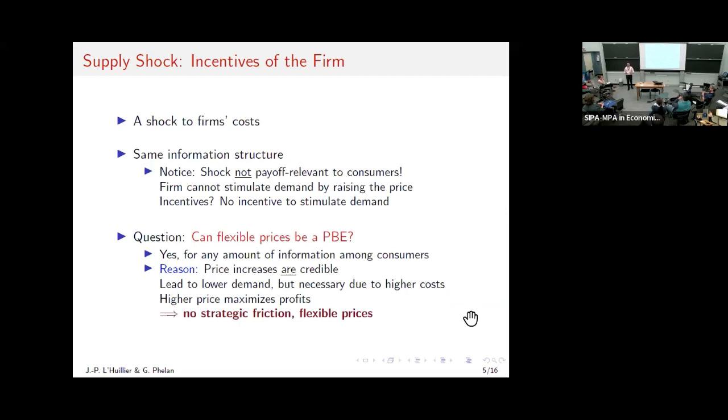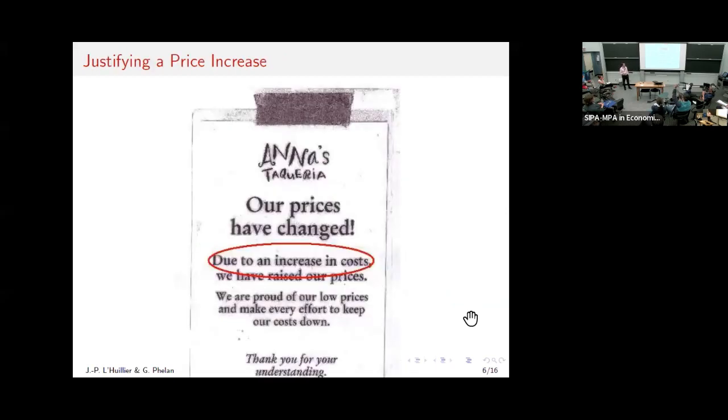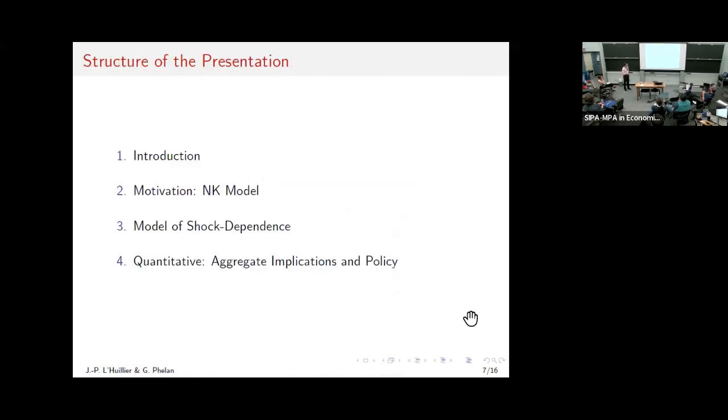So this model that I'm going to set up leads to shock dependence in the adjustment of prices. I don't know what you're going to think about this, but this is kind of what this model is after. You've probably seen a lot of signs like, oh, we're increasing prices because our costs have increased. What the model is explaining is why this type of message is credible. Why is it credible for firms to increase prices when costs increase, but not when demand increases? So that was the introduction.